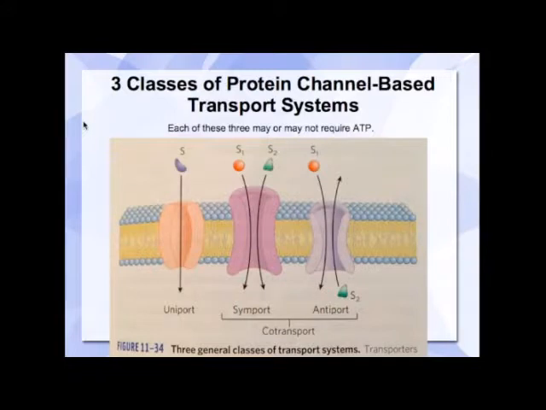There are three classes of protein channels that are important to know in terms of moving molecules from one side to another of a membrane. Uniport is the movement of only one molecule across the membrane. Co-transport means two molecules are moved at once. If both molecules move from the same side to the other side together, this is called symport. If one molecule moves in while the other molecule moves out at the same time, this is called antiport.